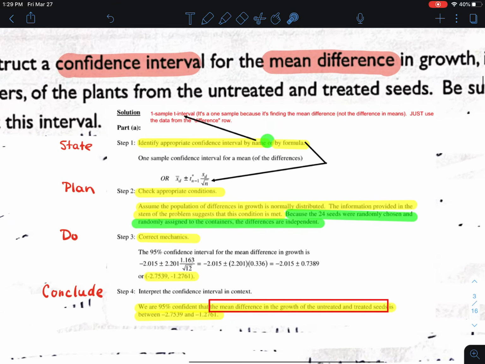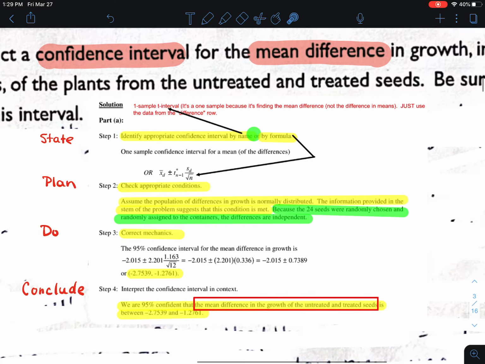Okay, so to get an E on this, you would have to identify the appropriate confidence interval by name or by formula. We've always done it by name. This would be a one sample t interval. The reason it's one sample is because we've compiled the differences in the two treatment groups and we're looking for the average difference. That is not the same thing as the difference between the means. We're looking for the average difference. That's just the data in the difference row. We're using only that row. It is a one sample t interval.